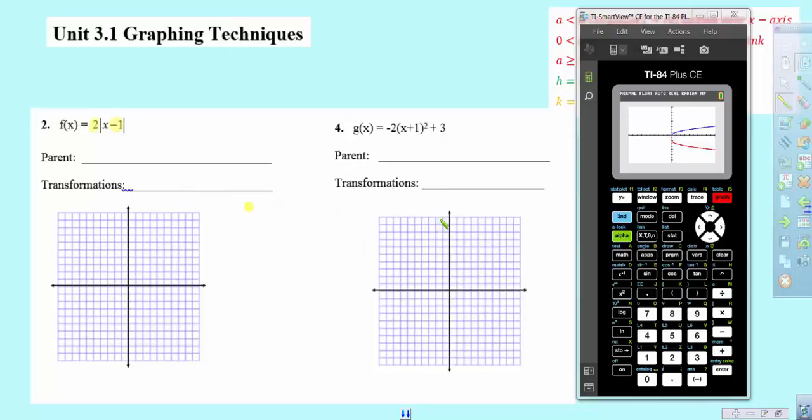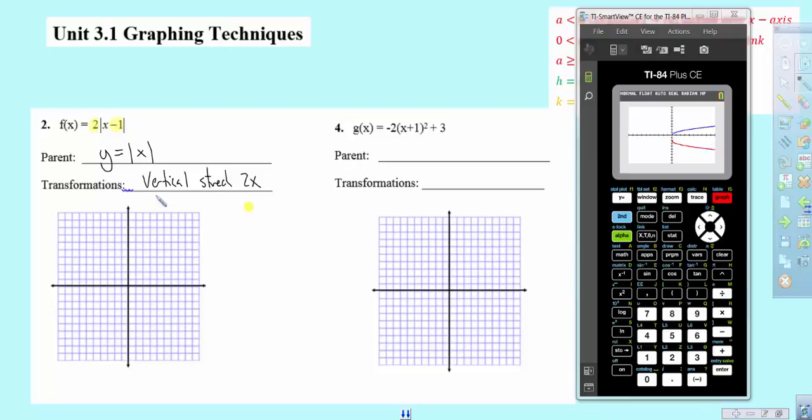Alright, I hit pause there, and I can get my brain back. Alright, so I go through here, identify those. The parent function for this guy would be y equals the absolute value of x. The 2 in front would be a vertical stretch, two times. So it would be making it stretch out twice as big.